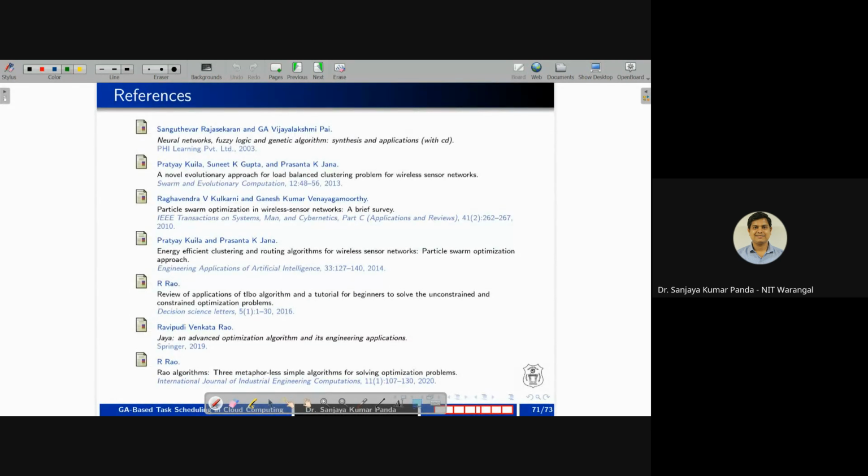And you can see in the field of wireless sensor networks also people have applied genetic algorithm and particle swarm optimization. Okay, this is about PSO, and this paper talks about genetic algorithm. This is GA, and these papers are talking about PSO, which you can refer to if you want to know more about genetic algorithm and particle swarm optimization.